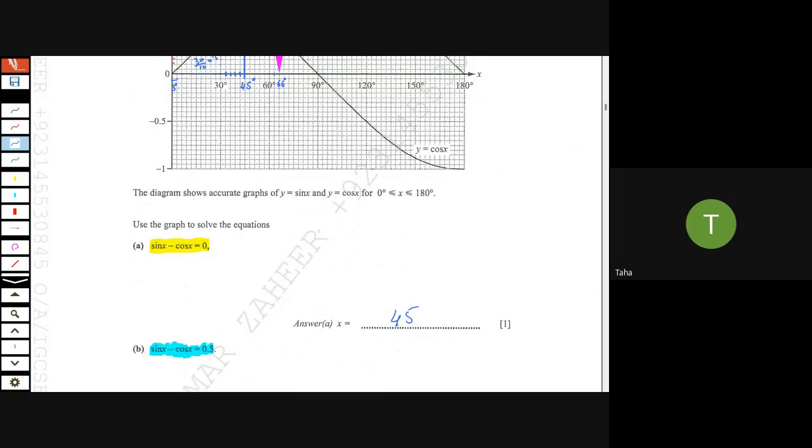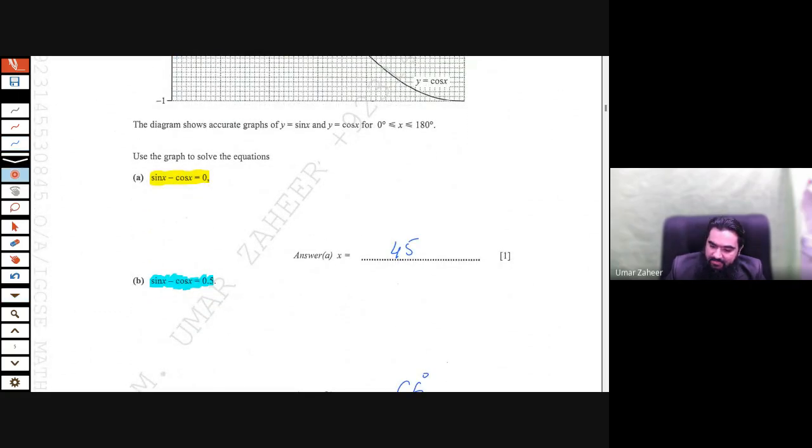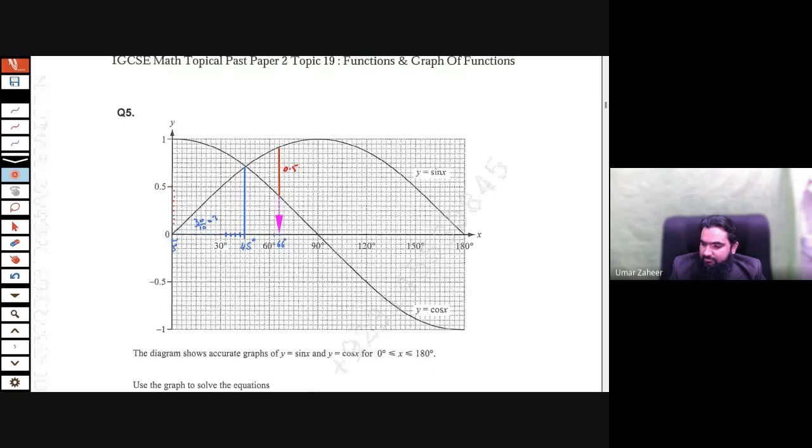Sorry, sir, can you explain part B again? In part B, he says that sine x minus cos x is equal to 0.5. So from here, I conclude that the sine value is bigger and the cos value is smaller. When you subtract, the answer is 0.5. So look here. This is the sine graph, meaning you have the sine values, and here you have the cos values.